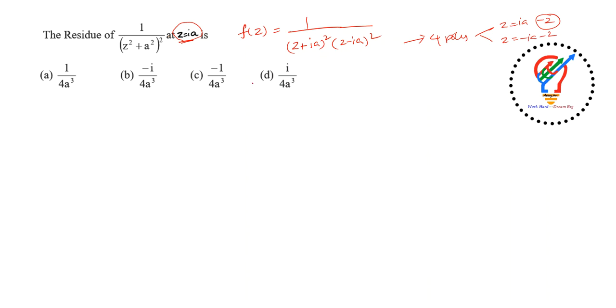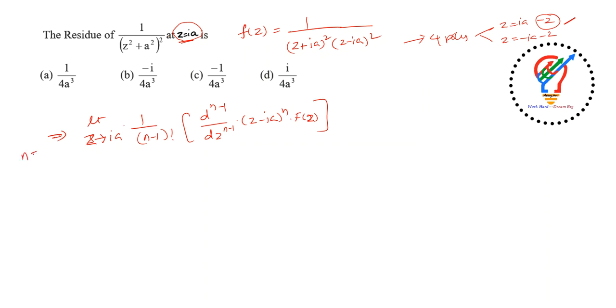Now the residue can be written as the limit z tends to ia of 1 by (n minus 1) factorial into d power n minus 1 by dz power n minus 1 of (z minus ia) whole power n into f of z. This is the residue formula. Now we substitute the n value. Here n is 2, so substitute n equal to 2 in this equation.